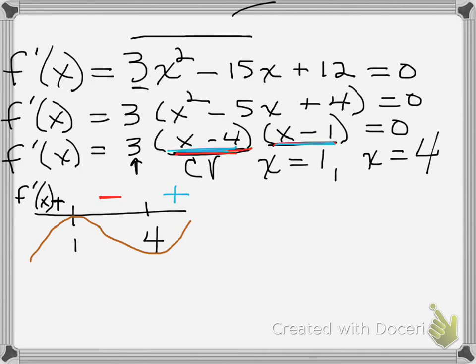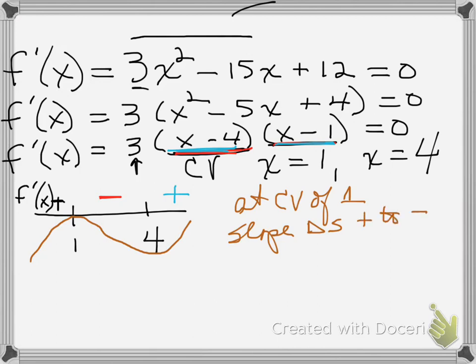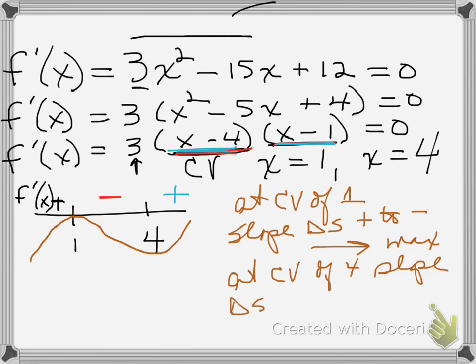So first thing I'm going to do is write a statement, because I've done a first derivative sign chart. So my statement is, at the CV of 1, okay, the slope changes positive to negative. That leads to a max. Okay, and then at the CV of 4, the slope changes negative to positive. That yields a min.